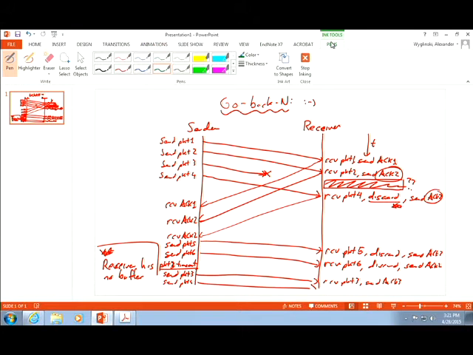So what do we have? Packet 1 is successfully sent. Packet 2 is successfully sent. And then we send the corresponding ACKs back to the sender to say, this is all good. Send me more.